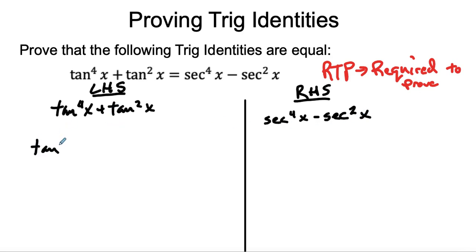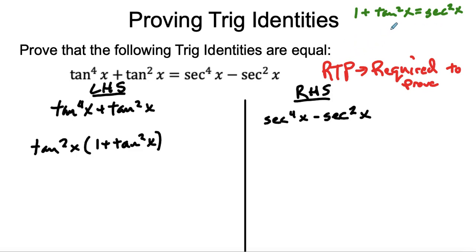So the first thing I see here, when I have tangent to the fourth power minus tangent squared, I could just factor out a tangent squared, right? So I'm going to go ahead and do that. That leaves me with 1 plus tangent squared x. Now that gives me a very useful trig identity, and I'm going to write it up here in the corner. And that is 1 plus tangent squared x equals secant squared x.